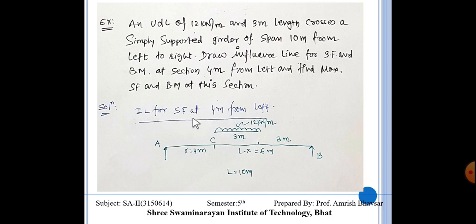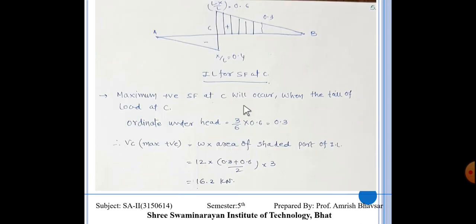So the influence line for shear force 4 meter from the left for this case: at 4 meter, x upon L is 0.4 and L minus x upon L is 0.6. So here it is maximum. Now the UDL has 3 meter length, so from here to here at 3 meter the value is 0.3. So this is the shaded area for our UDL ordinates for shear force.